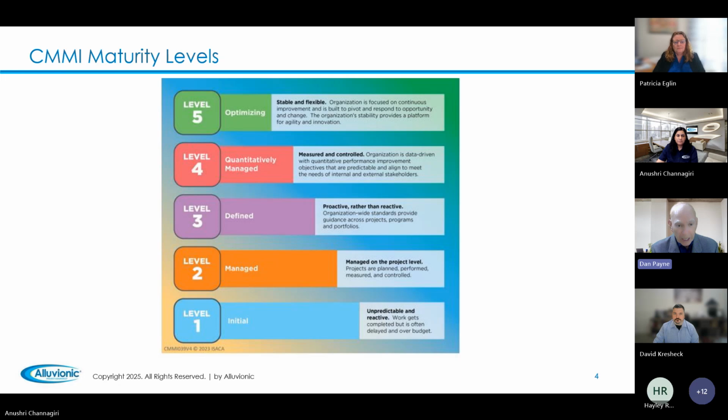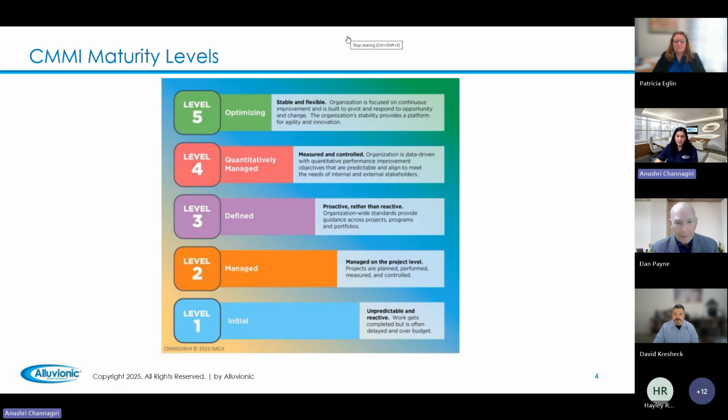And as Patricia had mentioned, moving from one level to the next really depends on the organization itself. The Institute indicates that from level 2 to level 3 may take from 8, 12, 18 months. To go to level 5, that's going to take considerably more quantitative analysis and documentation and can take up to 24 months, moving from level 3 to level 5.